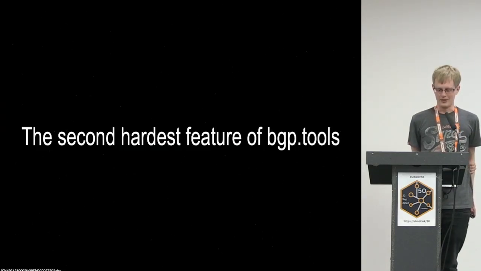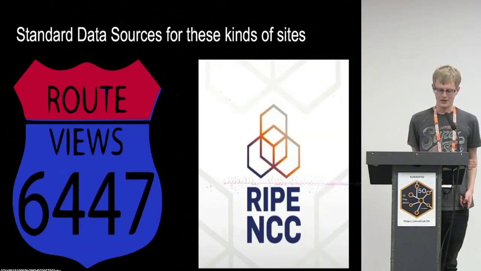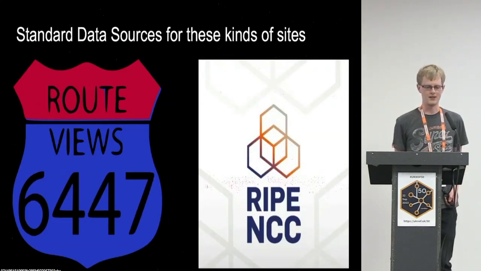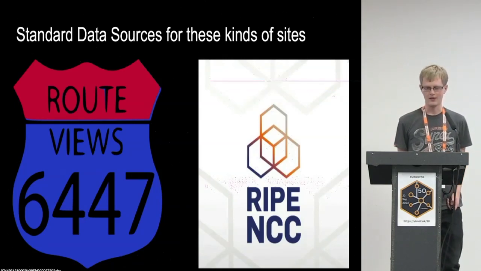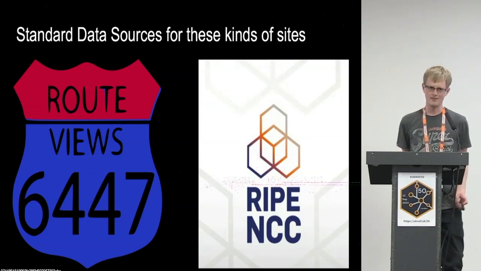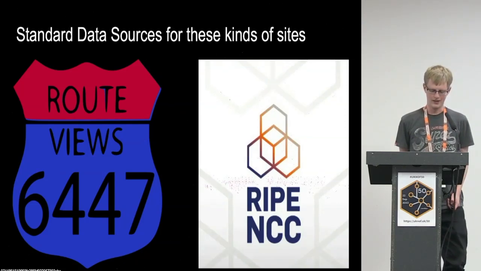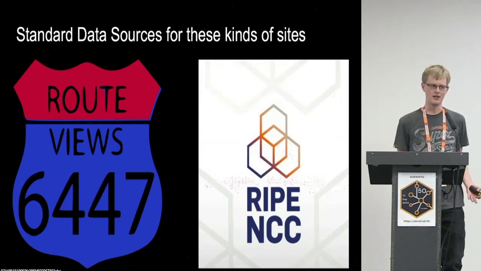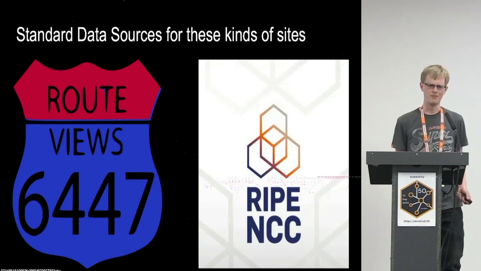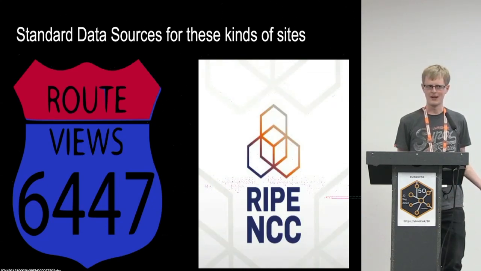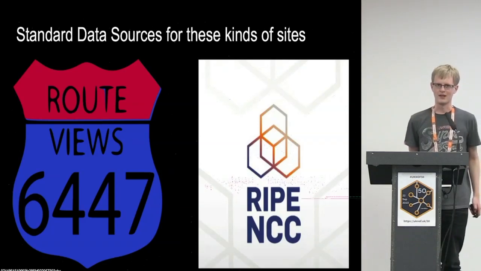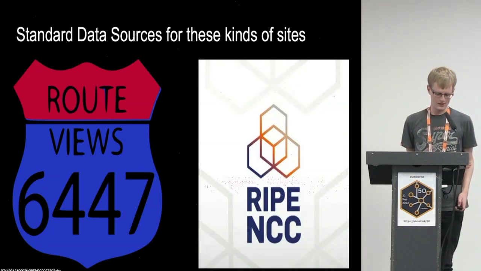The second hardest feature of BGP.tools is, unfortunately, BGP itself. So the standard data sources for websites like this are things like the University of Oregon's RouteViews and the RIPE RIS project. BGP.tools used to use these projects. However, it eventually hit the limits of their ability. One, the MRTs, which is the standard data format that these produce, are only produced, some of them every 3 hours, some of them every 6. And when you're debugging stuff in real time, you want the data there instantly. So that's just not really possible on these services.